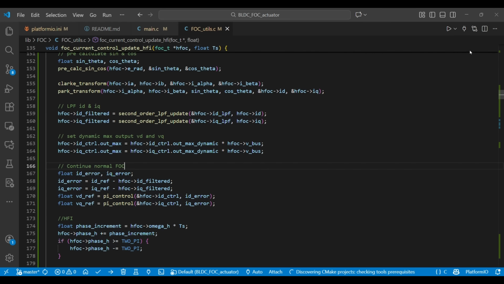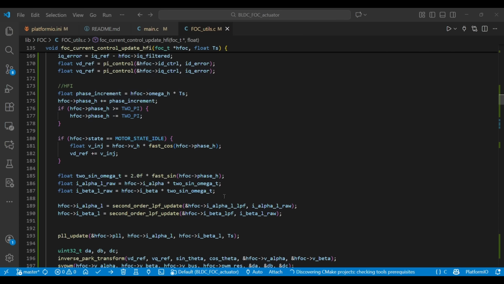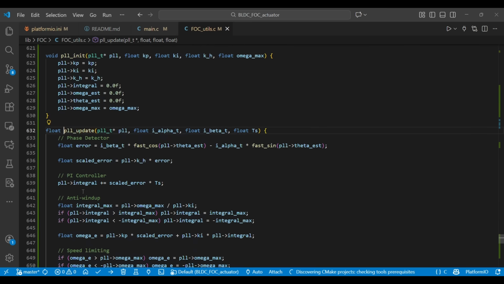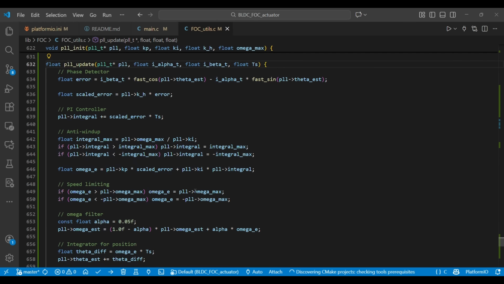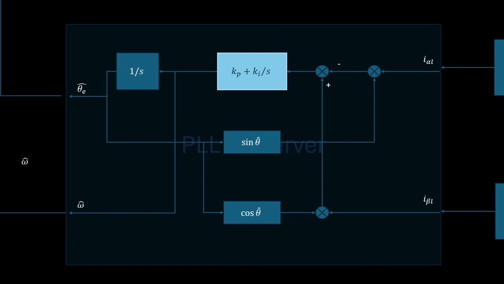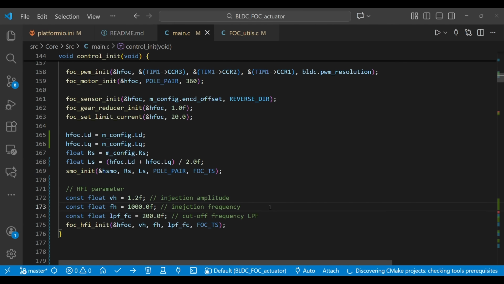After obtaining the I alpha L and I beta L values, these two values are fed into the PLL to obtain the estimated rotor position. Inside this PLL, there are gains in the PI controller, KP and KI. I manually tuned these values using a trial and error method to obtain the best result. I tried injecting at 1 kHz with an injection amplitude of 1.2 volts. Meanwhile, the cutoff frequency of the low-pass filter used to extract the modulated signal is 200 Hz.